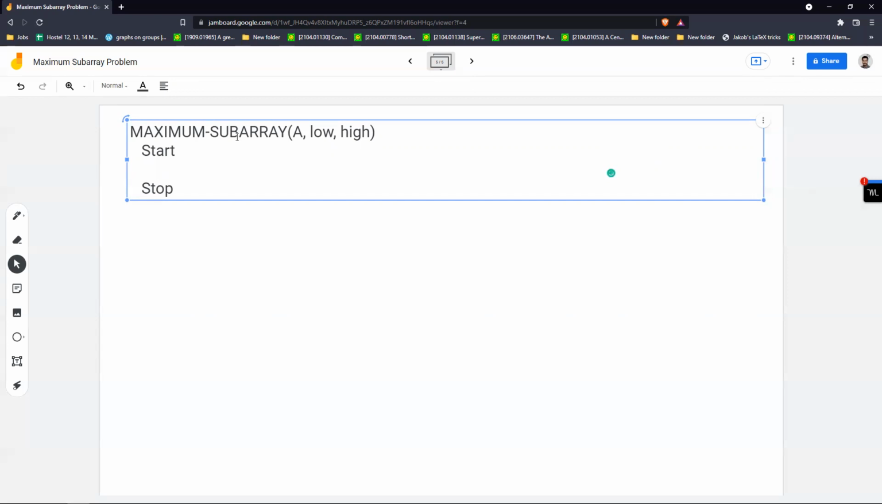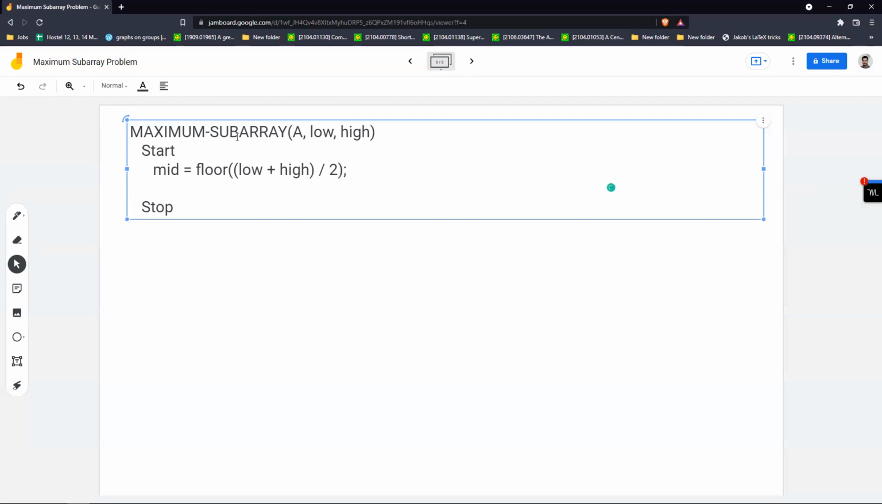All right, so let's first define middle equal to, in the algorithm, floor of low plus high divided by 2. You have that.